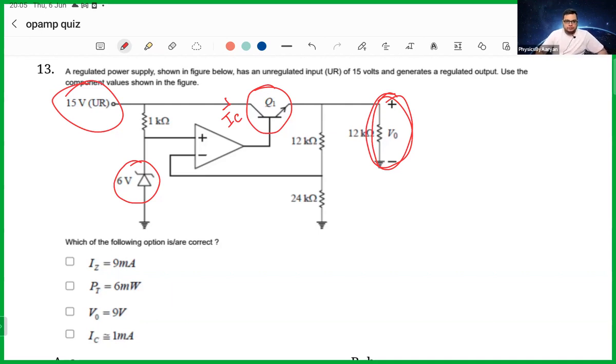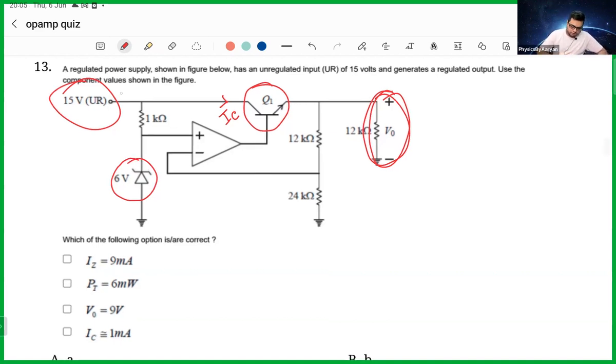In order to answer that, let's start writing the voltages so that we have something in our hands. So this thing is 15 volt, obviously, as shown here.